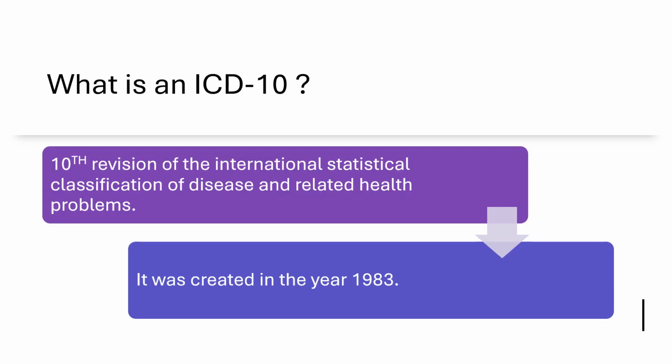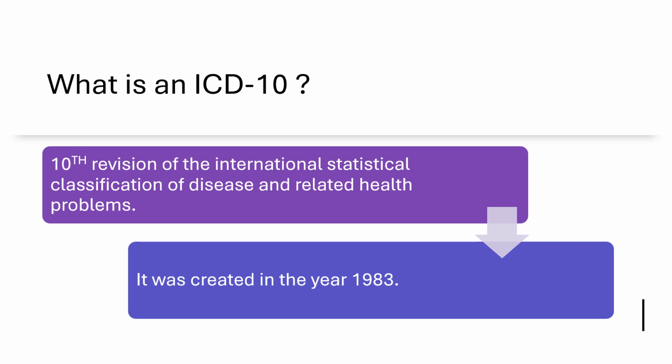What is an ICD-10? ICD-10 is the 10th revision of the International Statistical Classification of Disease and Related Health Problems. It contains codes for diseases, signs, symptoms, abnormal findings, complaints, social circumstances, and external causes of injury or diseases. It was first created in the year 1983.